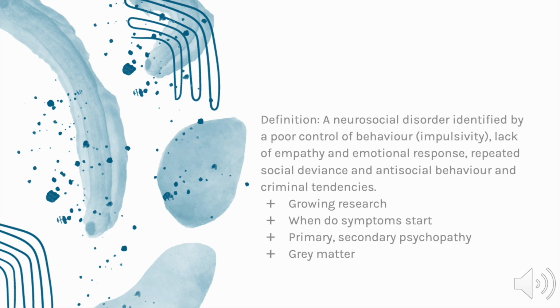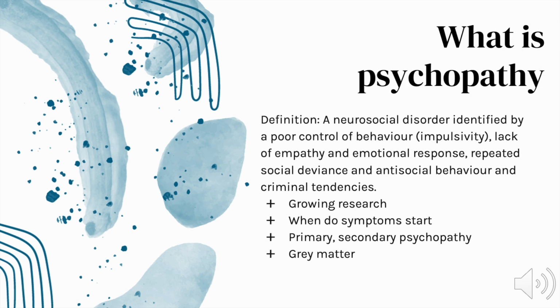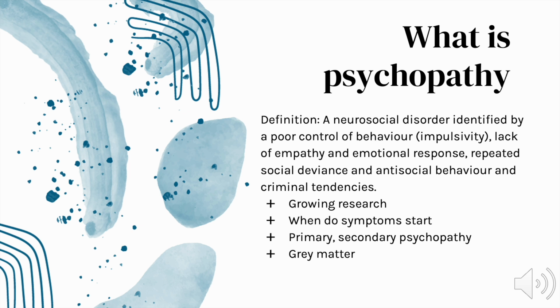So we all have this kind of pop psychology understanding of psychopathy. When we think of the word psychopathy, we usually think of serial killers, which is what this presentation is surrounding, but there are different kinds of psychopathy, and there is a psychological definition of it. By definition, it is a neurosocial disorder identified by a poor control of behavior or impulsivity, lack of empathy and emotional response, repeated social deviance, and antisocial behavior and criminal tendencies.